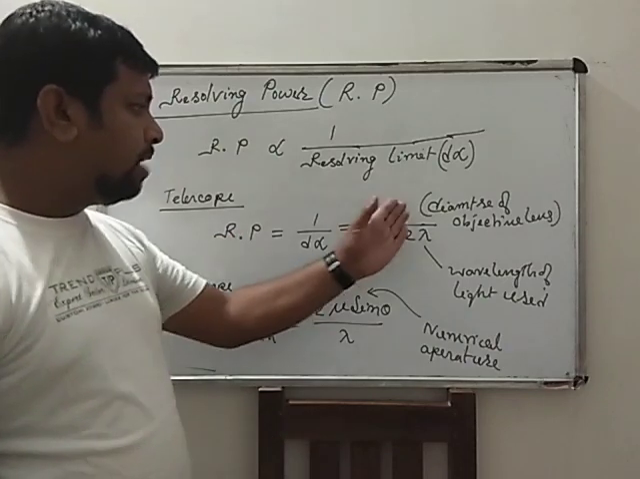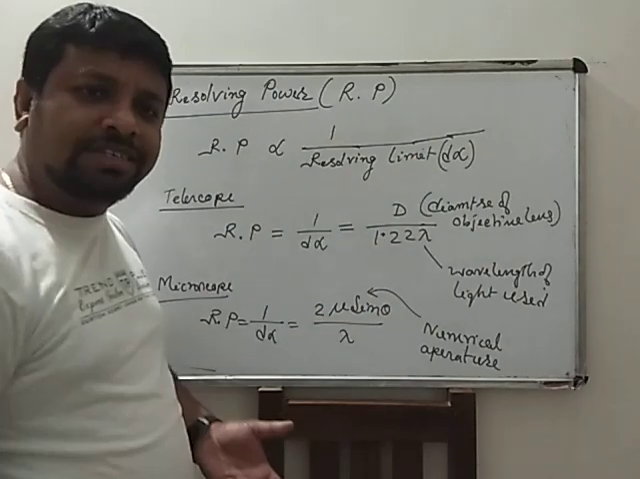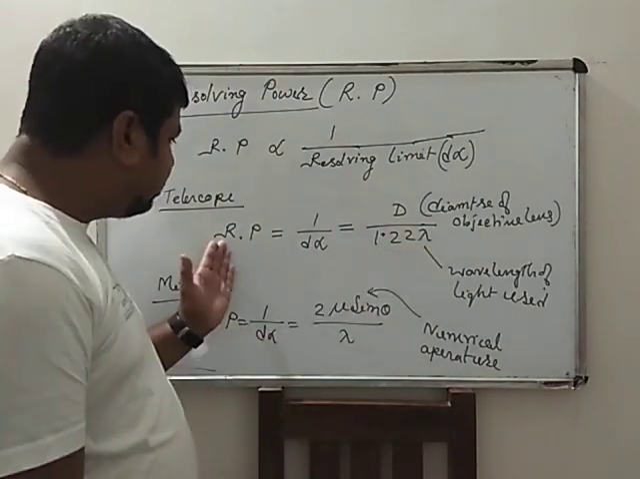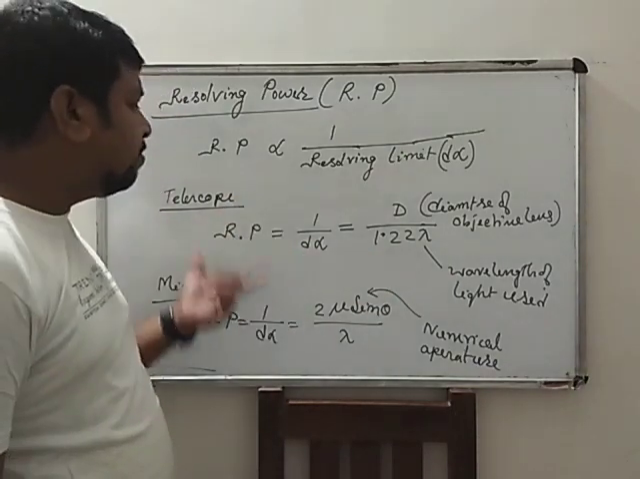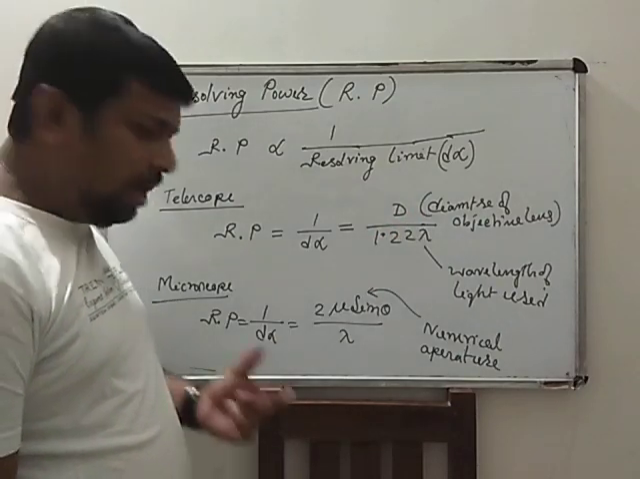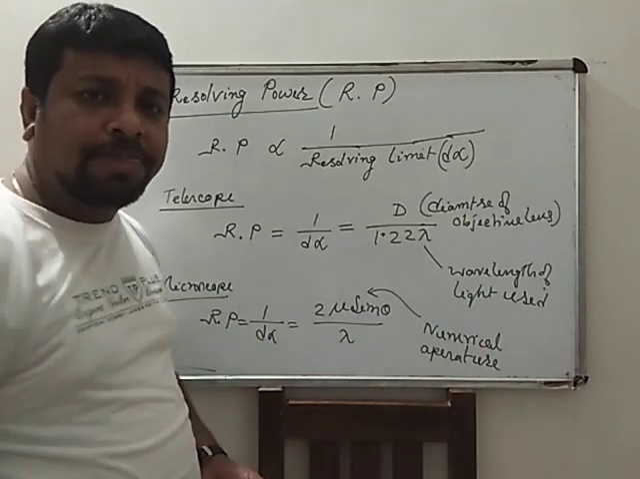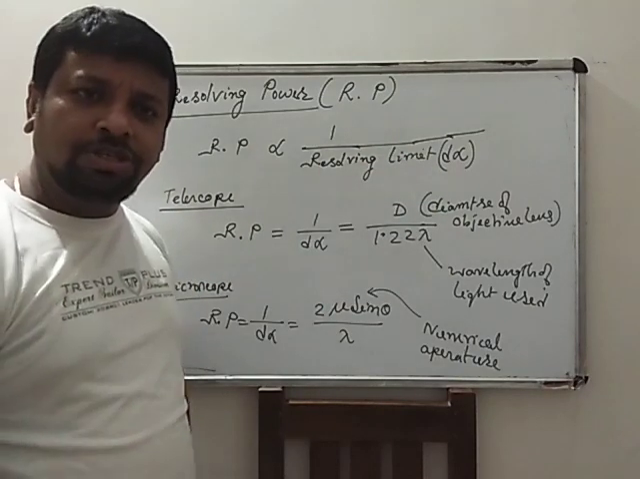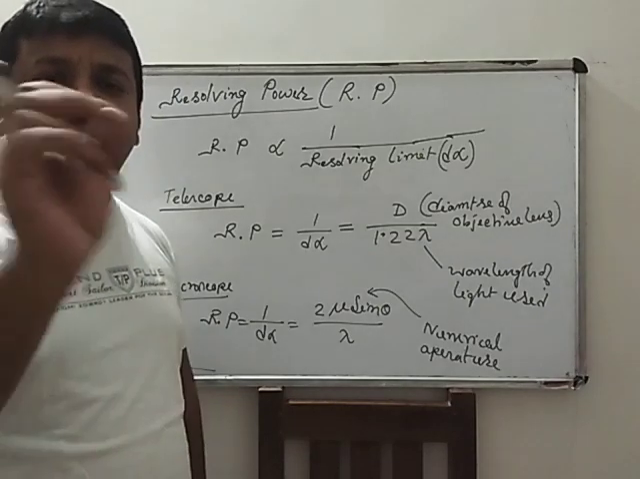In a telescope, if the diameter of the objective lens is increased, then gathering power will be increased. So in that case, resolving power is increased. If lambda is increased, then resolving power is decreased. So from this we get that resolving power is directly proportional to the diameter of the objective lens, directly proportional to mu sin theta of the microscope, and inversely proportional to the wavelength of light used. So these are the factors resolving power depends on.